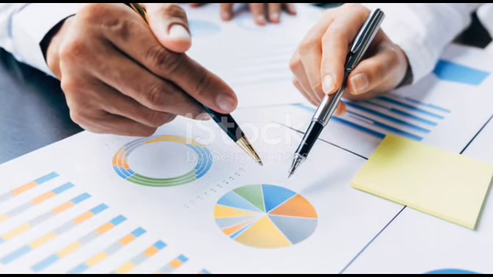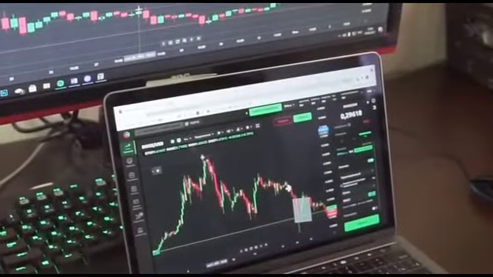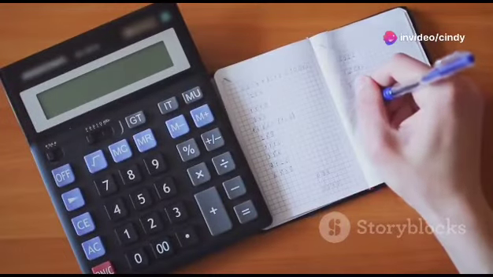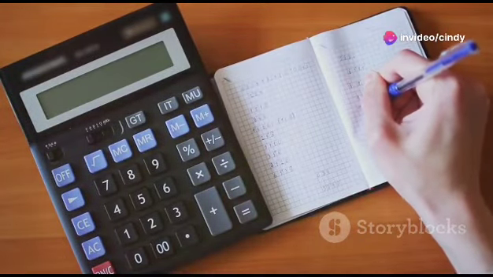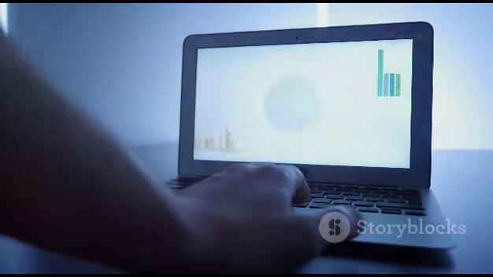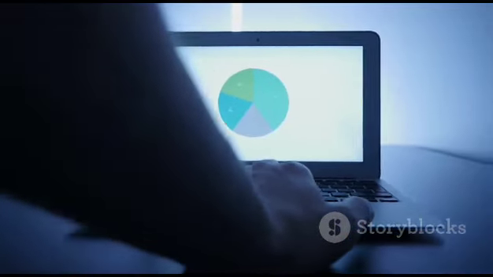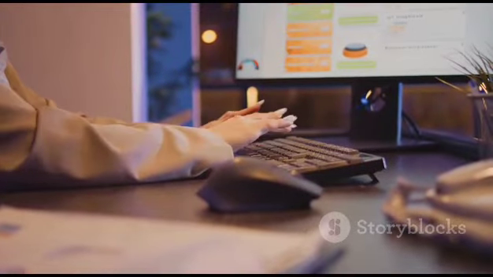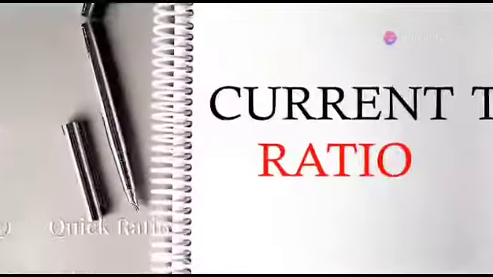Now, let's move on to liquidity ratios, starting with the current ratio. It measures a company's ability to pay off short-term liabilities with short-term assets. A current ratio of 1 or higher is generally considered healthy. However, a very high current ratio might mean inefficient use of assets.